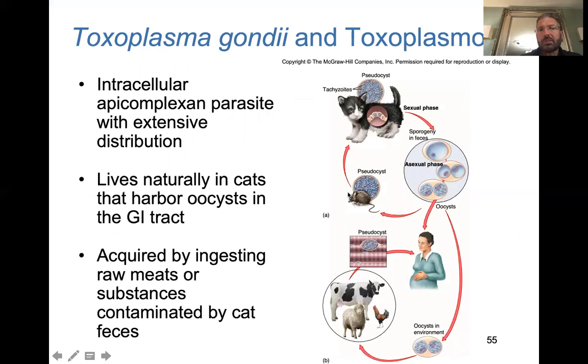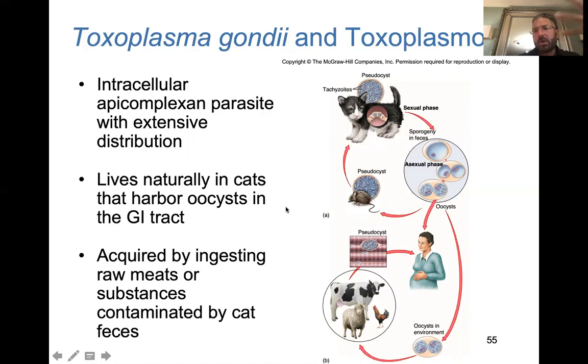Right. So it's an intracellular Apicomplexan parasite with extensive distribution. It's very, very widely distributed within domestic animals or wild animals or field mice or whatever it happens to be. Lives naturally in cats that harbor oocysts in the GI tract. So the cat is going to be picking this up from the soil. It's living in their GI tract.